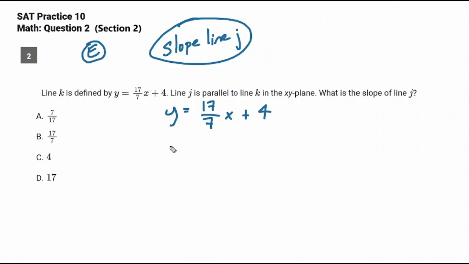Okay, so what's slope here? It's this. Y equals mx plus b. M is the slope. A line that is parallel to another line has the same slope. So line K has slope 17 over 7. What's the slope of line J if it's parallel? It's 17 over 7. B. Couldn't possibly be easier. One-step math, get it right, and move on.